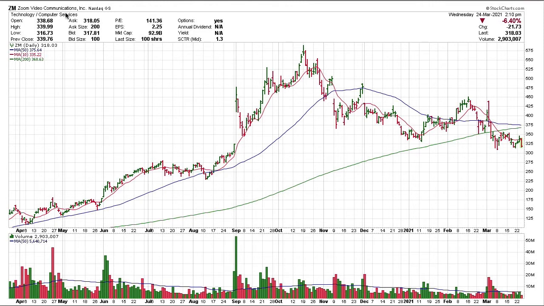So here we have Zoom Video, very popular stock. It peaked out here late last year, then downtrend, continued to move sideways. Then it broke the 200-day moving average. I would avoid stuff like this.